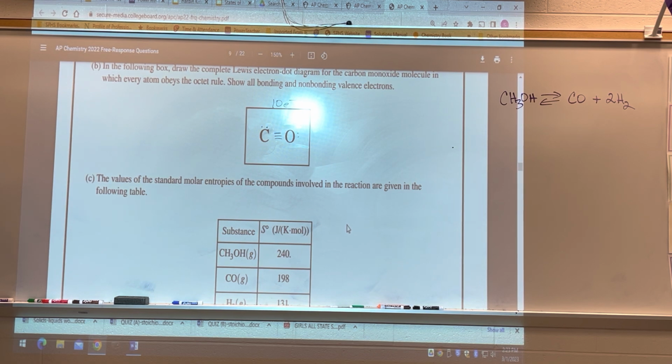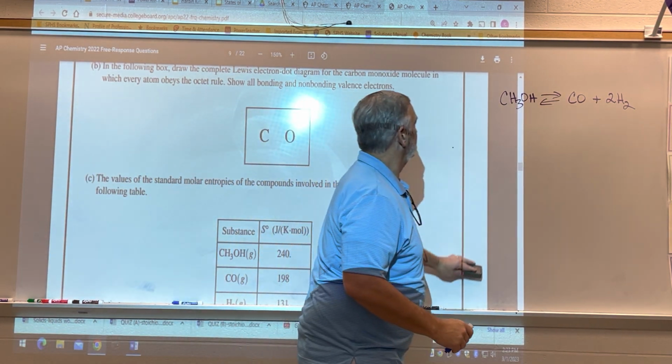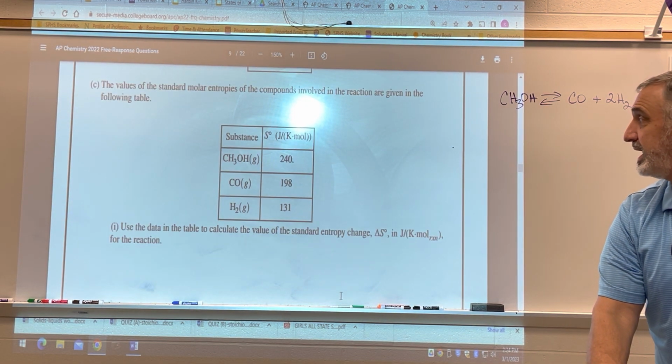Right? Count the total number of electrons. Put your extra electrons around the outside. Steal from the rich, share with the poor until you get everything having 8. All right? So far, very doable. Now, come back to your favorite.